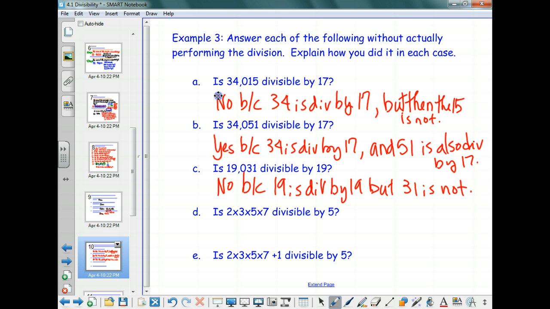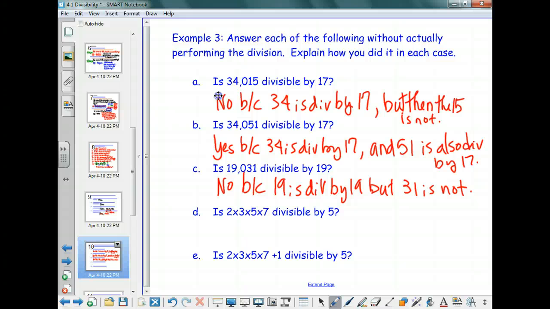All right, last two. Is 2 times 3 times 5 times 7 divisible by 5? You do not need to multiply the problem out to find this answer, guys. Is it divisible by 5? Yes, it is. How do you know? There's a 5 in there. Oh my goodness. You remember what divisible by means? Being divisible by a number means it has that number as a factor. Is there a factor of 5 in that number? Yeah, I mean you can see it, right? It's got a factor of 5, so it's going to divide by 5, no question.